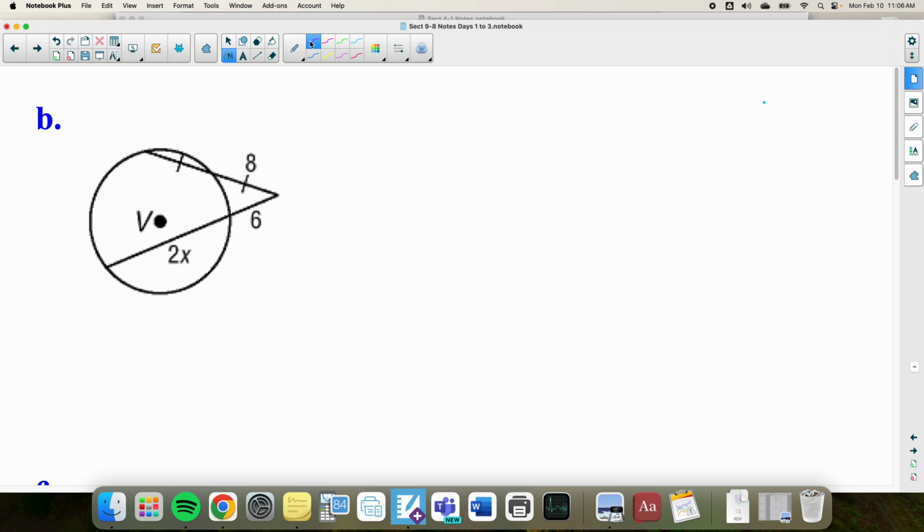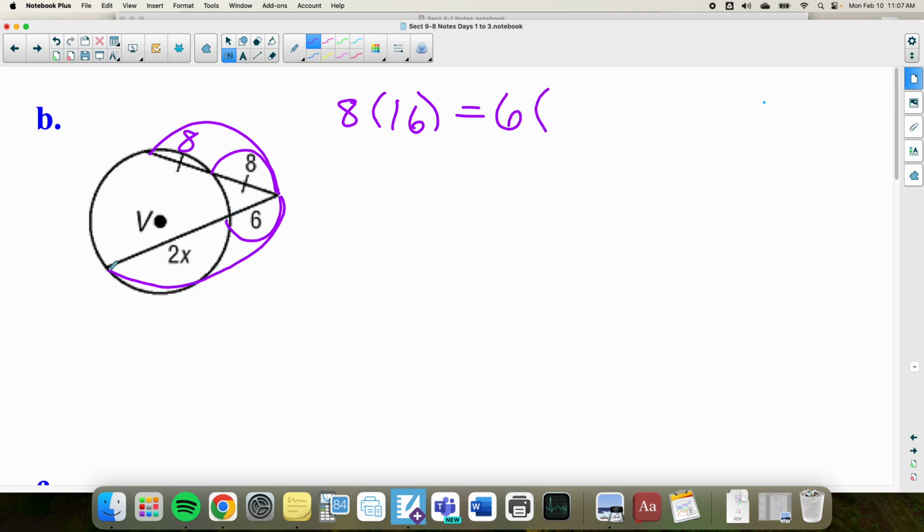All right, so if this is 8 and these are congruent, that makes this 8. So it would be 8 times what? Yep, 8 plus 8 is 16 equals 6 times, and I always put the one with the x first when I add. So do you get this could be written as 2x plus 6? Everybody understand that? So this would be 2x plus 6.